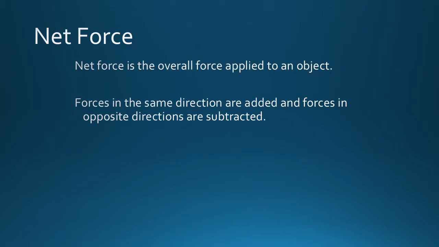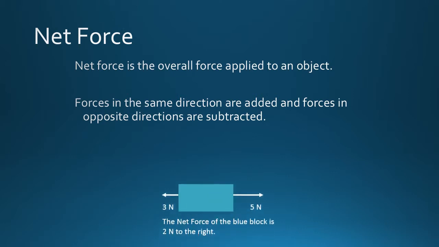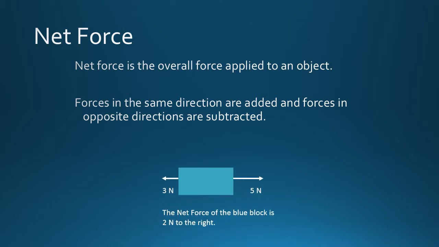So net force is the overall force on an object. Forces in the same direction are added together, and forces in opposite directions are subtracted, just like vectors. Actually, force is a vector, so same thing. So if we had this box here, and there was 3 newtons being pulled to the left and 5 newtons being pulled to the right, the overall net force would only be 2 newtons. Since the 5 is bigger, it's going to move that direction. So it'll move 2 newtons to the right.